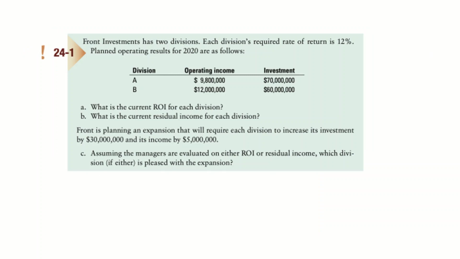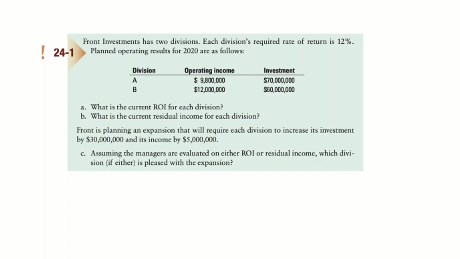Hello, I am Sıla. I will explain part C of the first question. We have just calculated the return on investment and residual incomes of the current divisions A and B. As stated in the question, I will calculate the return on investment and residual income of each division if its investment is increased by $30 million and its income is increased by $5 million, and evaluate it in terms of manager satisfaction. Adding $5 million to operating incomes and $30 million to investments.